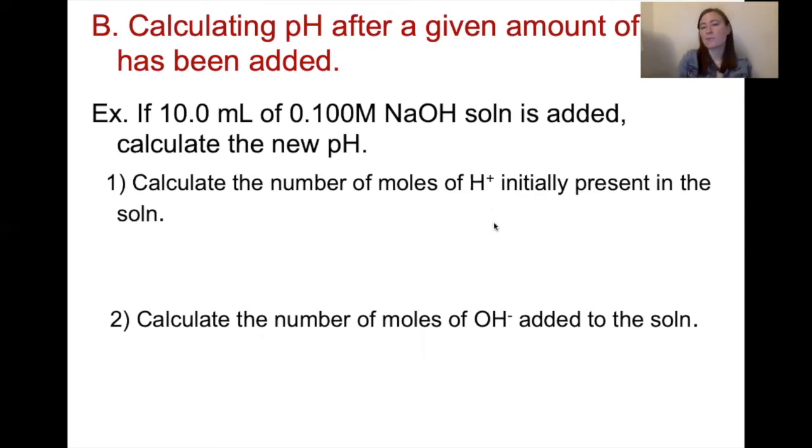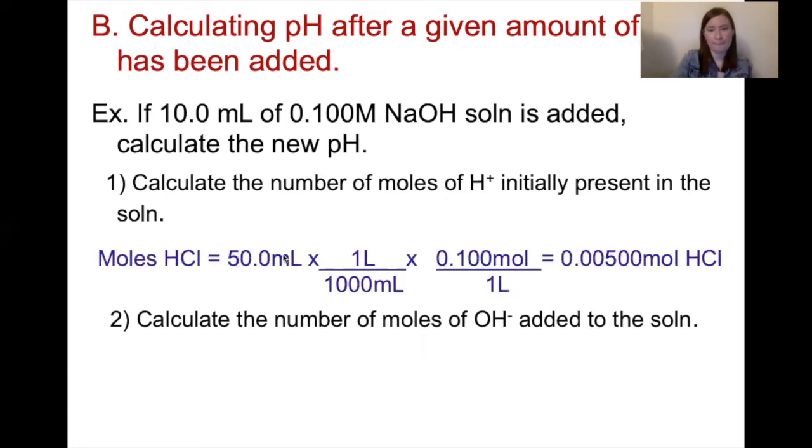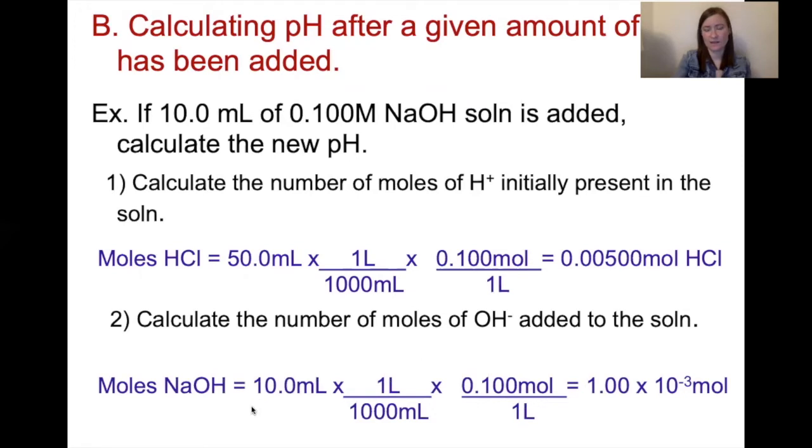So to get the moles of H plus that was initially there, we do the volume times the molarity, right? And of course you have to divide the volume by 1,000 milliliters to get the moles. To calculate the moles of OH minus, same idea, right? We're doing the volume, divided by 1,000 to convert it to liters, and then using the molarity. So we've got 0.005 moles HCl and 0.001 moles OH minus.